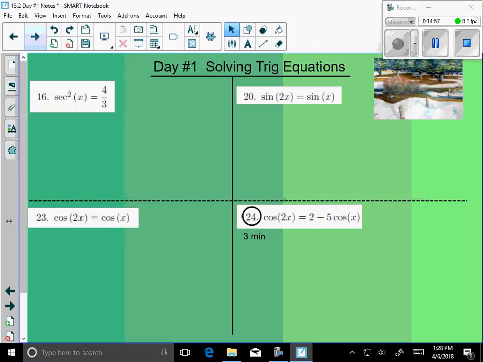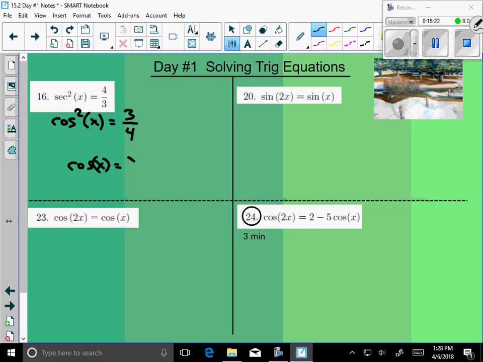All right, here we go. Oh my goodness. Which of these looks the ugliest to you? The last one, the bottom right? 16 is the easiest one up here. Okay, here's the easiest one. Ready? If I flip secant over, what does it become? Cosine. What's the square root of 3/4? Square root of 3 over 2.